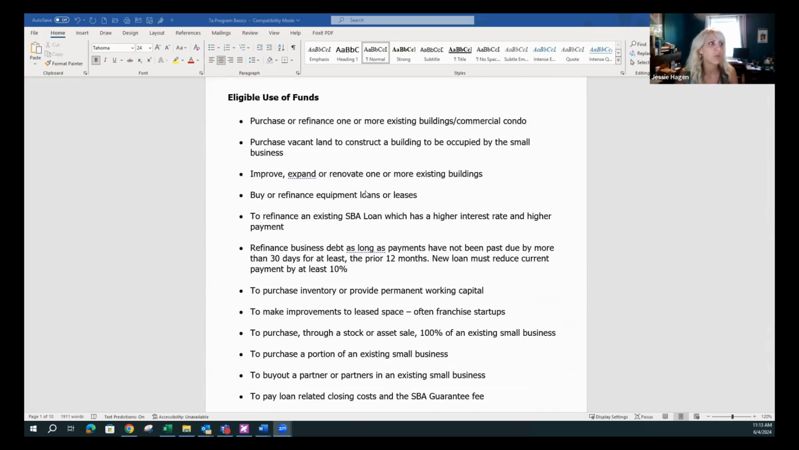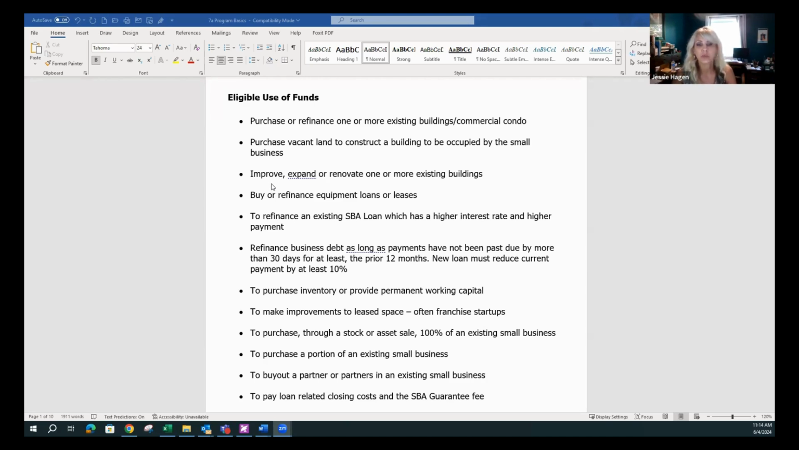Most of the time, we are looking at using SBA loans to purchase or refinance real estate. It could be a commercial building, but it has to be a business-occupied piece of real estate. It's not investment real estate. It's not apartments or anything like that. And the small business has to occupy 51% of the space in order for it to be eligible for the SBA program. We can also use the SBA program for vacant land purchases and then the construction of a building to be utilized by the small business.